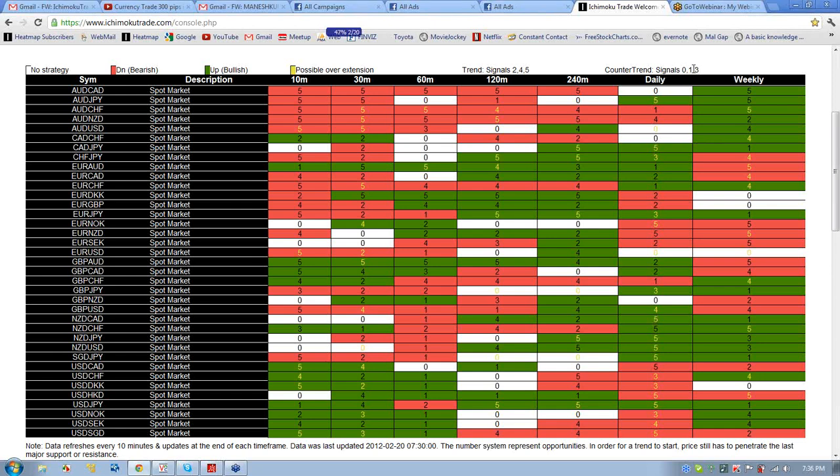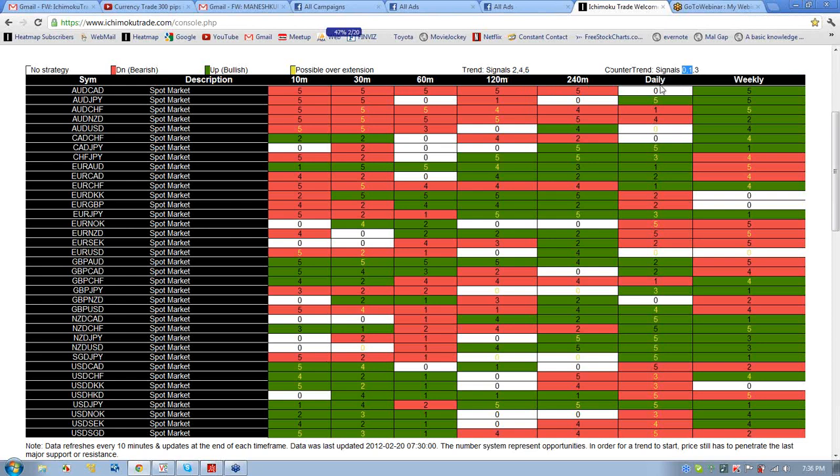Remember, the counter trend signals I'm looking for are zeros and ones. 3 is okay, but I really like zeros and ones. The reason why is they get the best reward risk ratio you could get for counter trend. Counter trend doesn't have as great a reward risk ratio as trend trading, but you still can get really good ones if you look for zeros and ones.